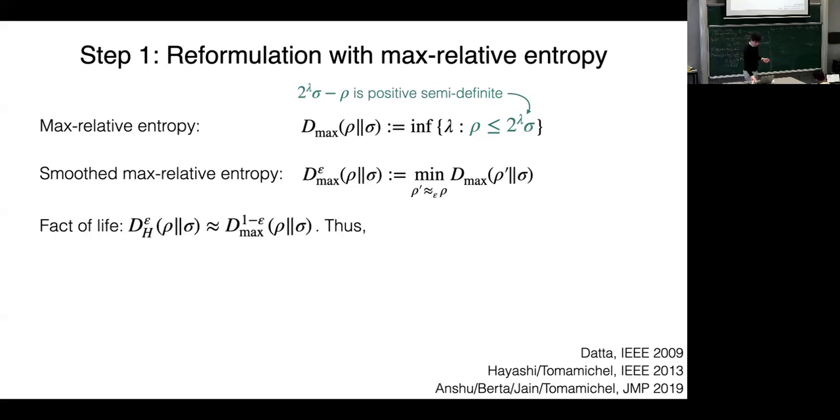And there's this fantastic fact of life that you can turn the hypothesis testing relative entropy into the max relative entropy if you are willing to swap epsilon for 1 minus epsilon. I'm being very imprecise there, but the exact relation is like this. The D max with 1 minus epsilon square root, this actually holds for all states.